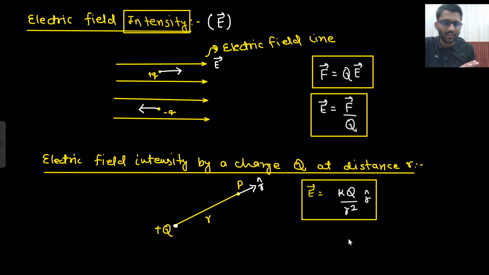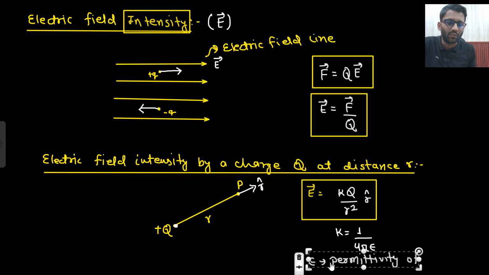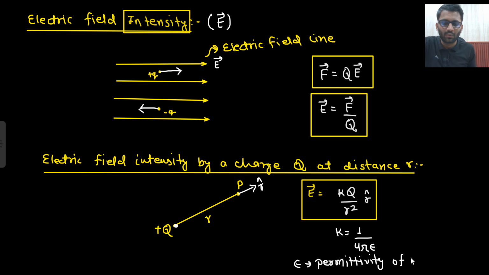Here, what is K? K is a constant which is equal to 1 by 4 pi epsilon. Okay. We will talk about this epsilon. Epsilon is known as permittivity of the medium. So we will talk about it. Do not worry about it. We will talk about permittivity of a medium. So these are the basic 12th class things which we are studying.